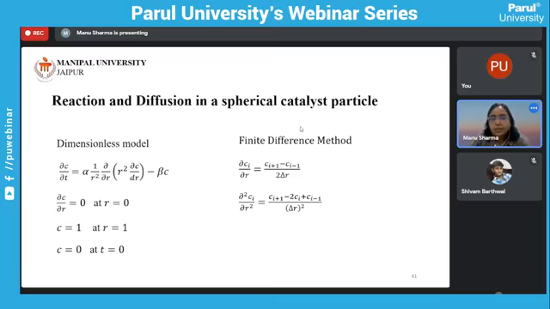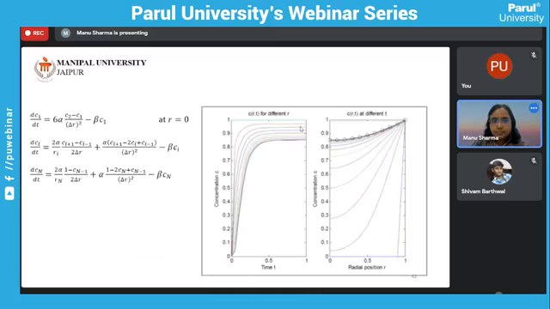These are the equations we have expressed in the form of a dimensionless model. We can see that here we are getting differential equations along with some initial conditions and boundary conditions. So we have to use the finite difference method to solve. Applying this method, we can reduce the partial differential equations into a set of ordinary differential equations, and we can use the ODE solver to solve those equations. Solving these mathematical equations, we can generate the concentration profile of what is happening inside the catalyst.